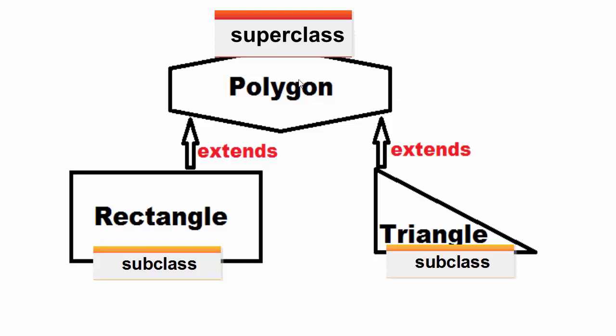Let me give you one more example. As a superclass, you can take an animal class, and then as subclasses you can create a dog class, cat class, rat class, because all of them are animals. So dog is an animal, cat is an animal, rat is an animal. So always remember, when you use inheritance, there is an is-a relationship between the superclass and the subclass.